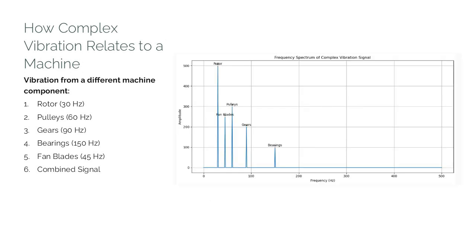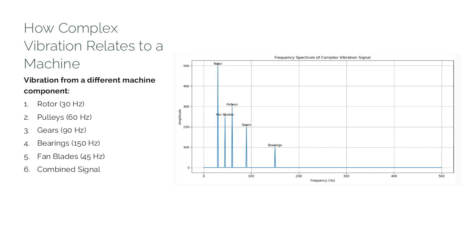Here's the frequency spectrum, FFT, of the complex vibration signal. What this shows: each peak in the spectrum corresponds to a specific machine component. Rotor at 30 Hz. Fan blades at 45 Hz. Pulleys at 60 Hz. Gears at 90 Hz. Bearings at 150 Hz. Why this matters?